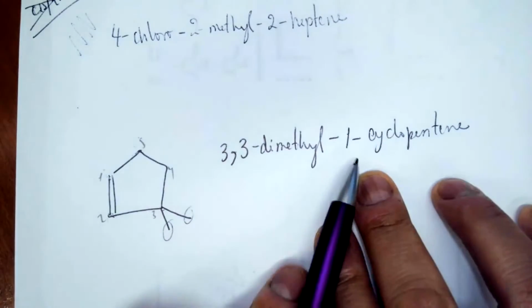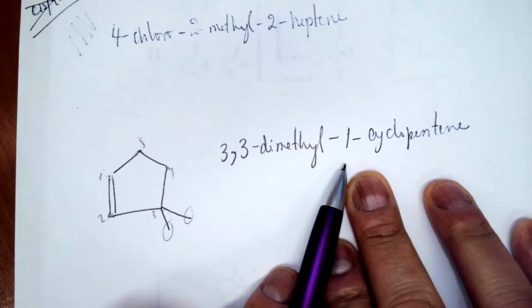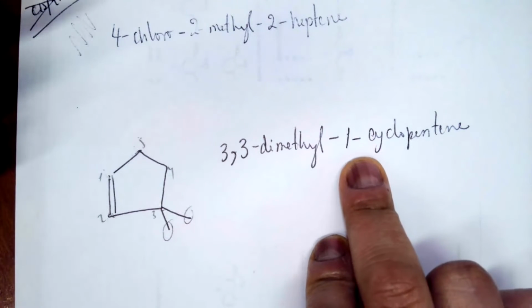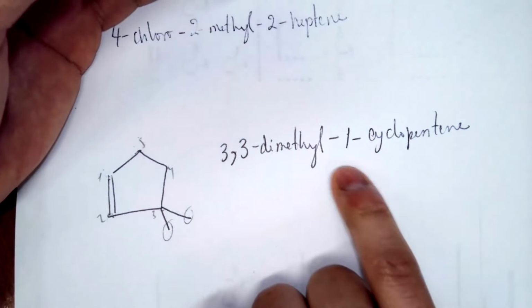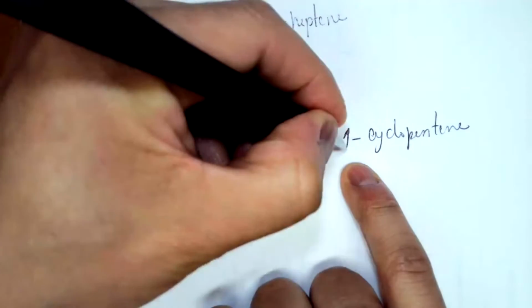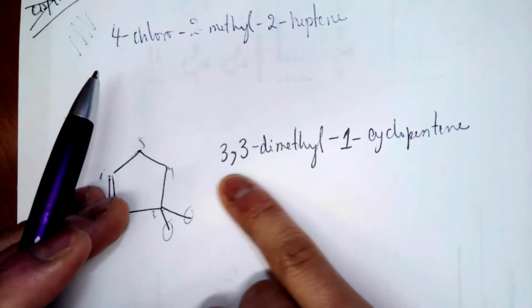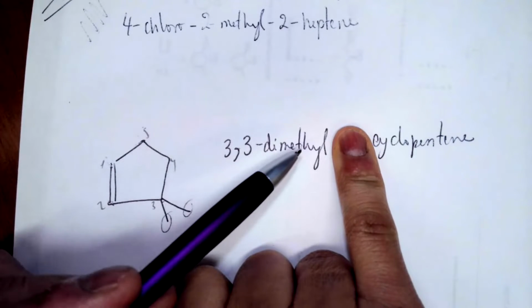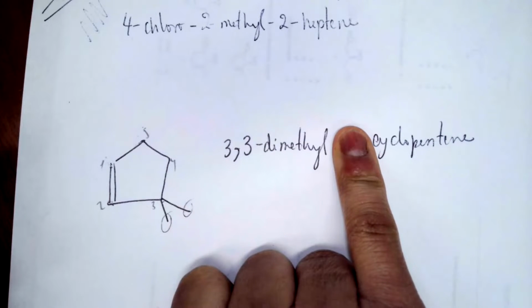Right? Because you might say, oh, professor, in the previous slide you said that if you don't mention the number, you can assume it's located on carbon number 1. Yes, it is. I mean, you can omit it, but maybe it's just by default that I add the 1, like 3,3-dimethyl-1-cyclopentene. Is it correct if you write 3,3-dimethyl cyclopentene? Yes, because if you omit it, you are assuming that it's located in carbon number 1.